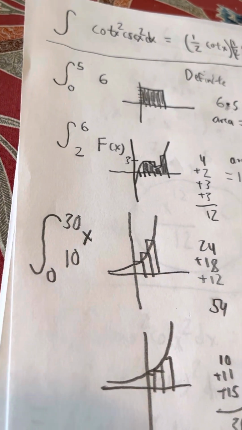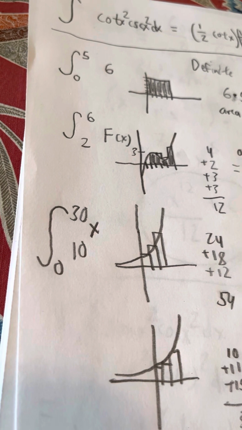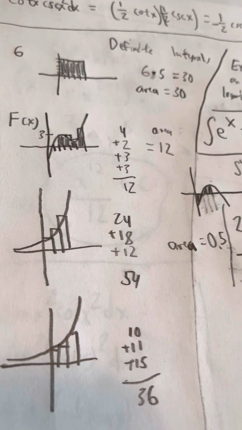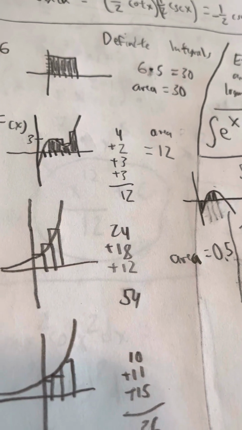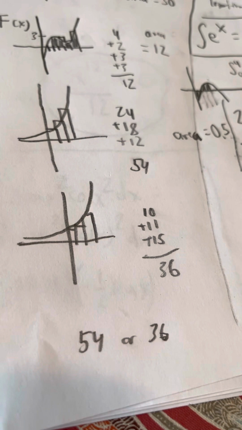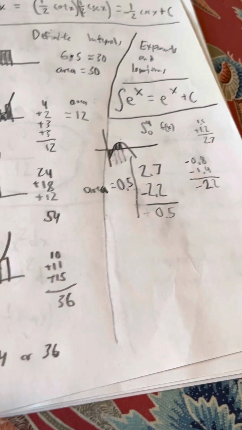And then this one, this exponential logarithmic one, which is 10x, it goes from 0 to 30. You have the maximums right there. 24 plus 18 plus 12 equals 54. Then you have the minimums right there. That'll get you to 36. So it's 54 or 36 for that one.